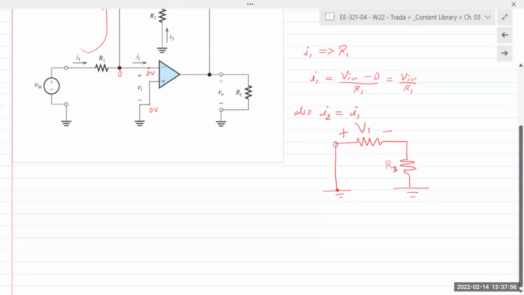So V1 was plus that way. It's going to be plus here, minus here, and hence you can take I3 as going up through R3. Current always goes from high to low, right? So it goes up from plus to minus.